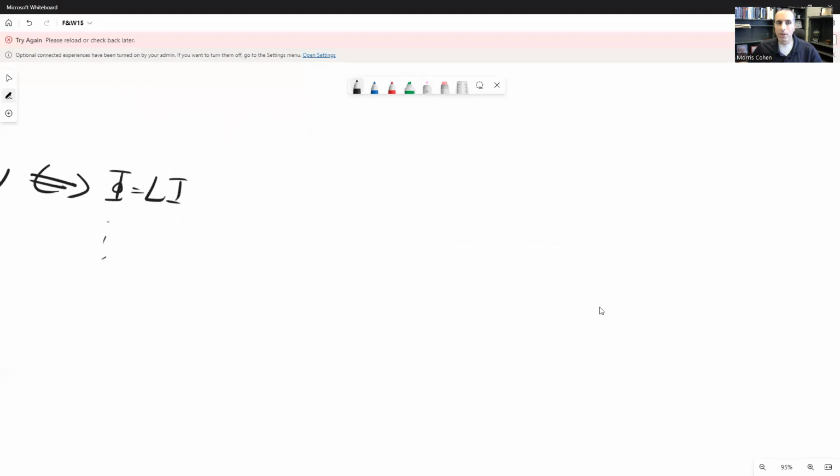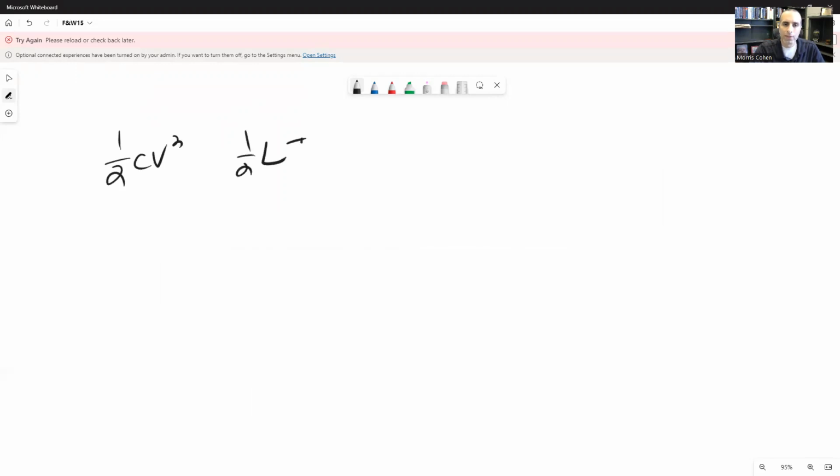All right. One thing I want to emphasize is now that we've got this result, this 1/2 CV squared and 1/2 LI squared as being the energy that's stored in a capacitor and an inductor, let's relate this back to transmission lines, right? Because we know that Z0 equals the square root of L over C, which also means that Z0 equals the voltage divided by the current.